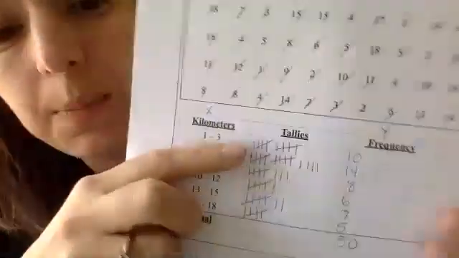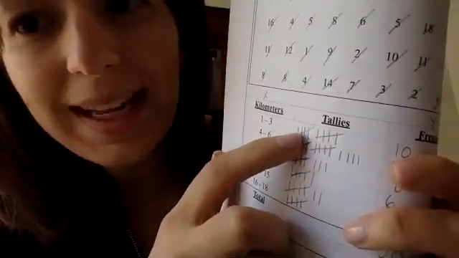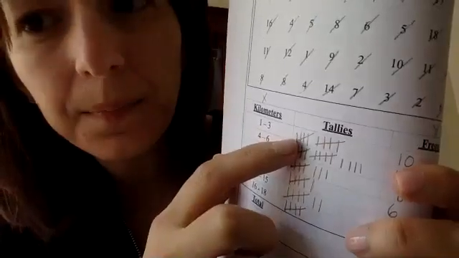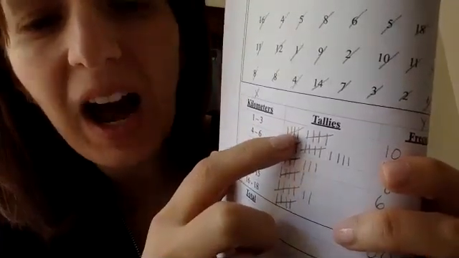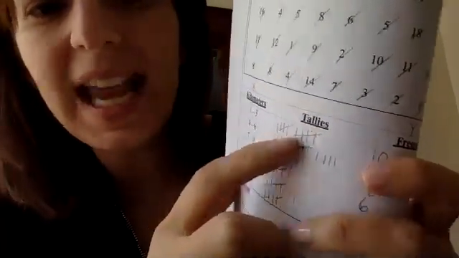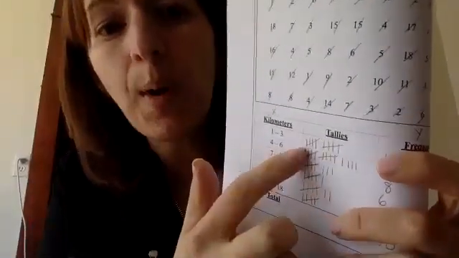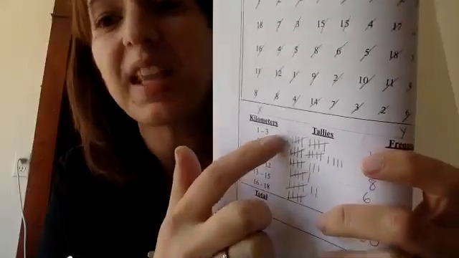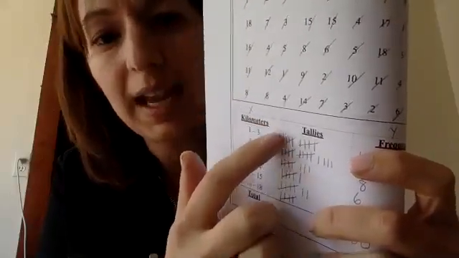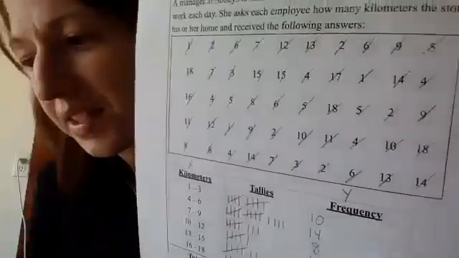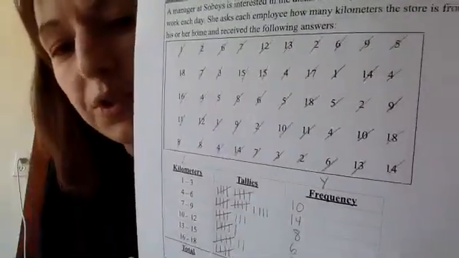So Precious and everybody else, each one of these represents 1. When I get to 5, I make a line. So this represents 5, 6, 7, 8, 9, 10. So 2 bundles makes 10 because each bundle shows 5 and you have to put the slash to show 5. Okay, so 5 and 5 make 10. Therefore, it's 10 for intervals 1 to 3.